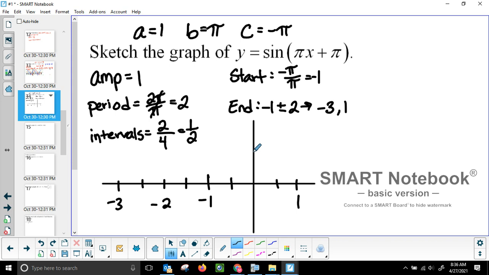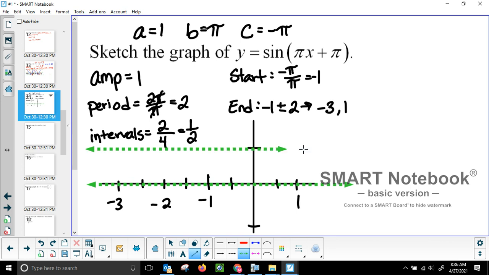All right, and our amplitude is just 1, so we only really need to go up and down 1. Our start is actually, before we do that, we do like to put on our guidelines. All right, so our baseline for the time being is still the x-axis. My amplitude of 1 tells me that I need to go up 1 for my maximum and down 1 for my minimum.